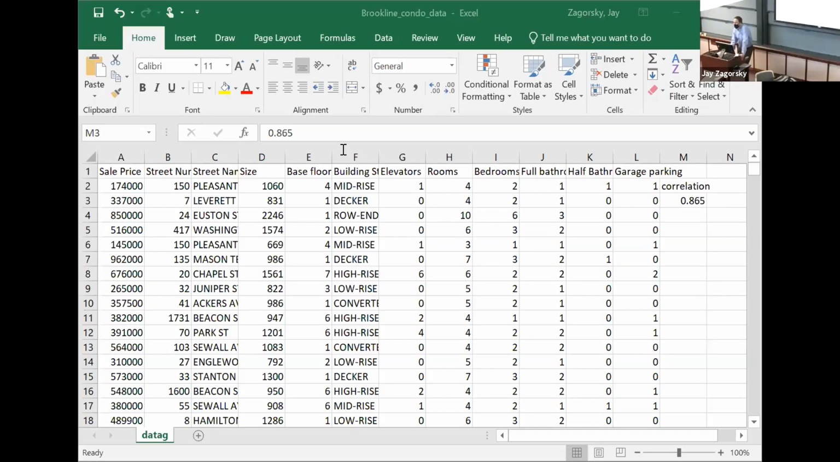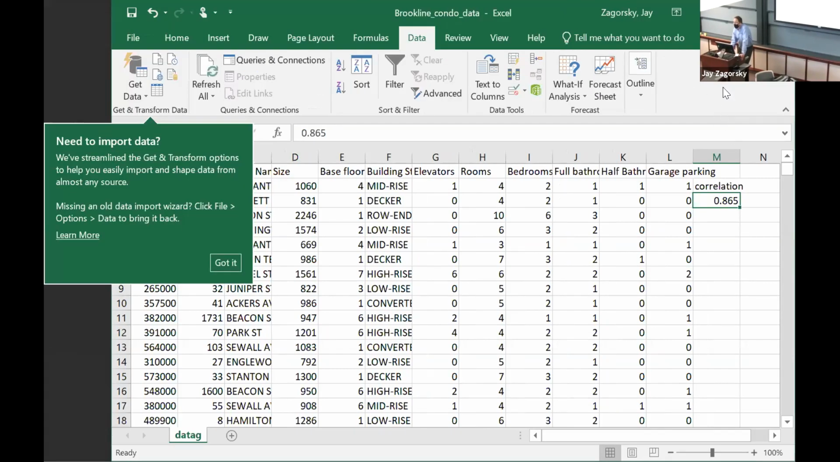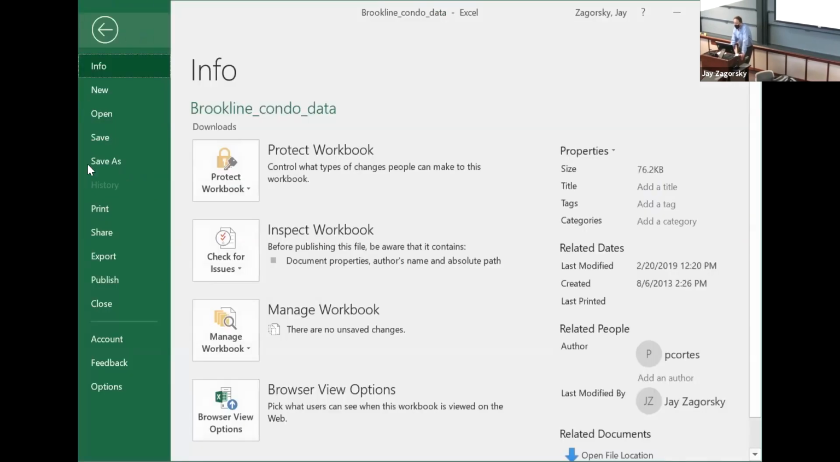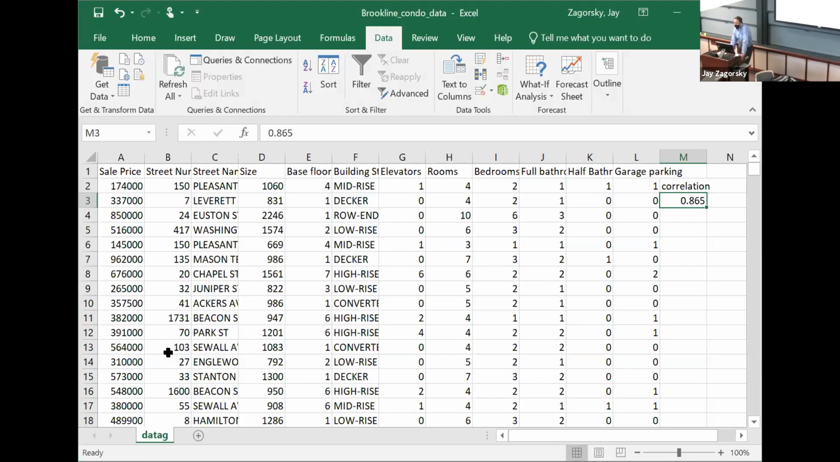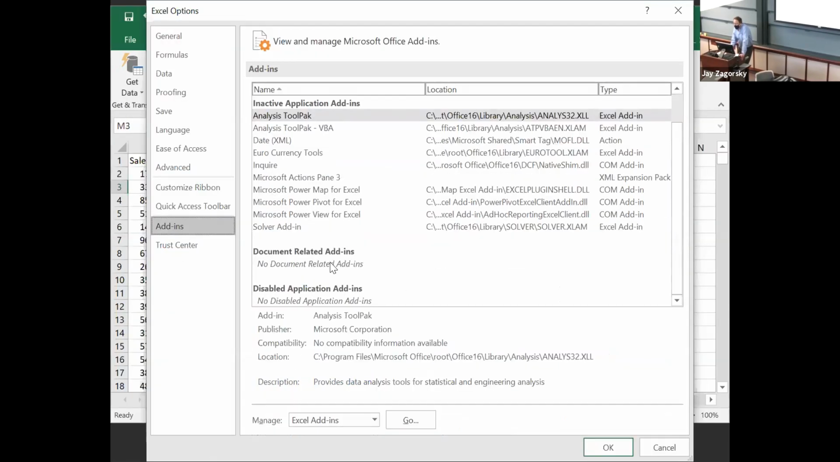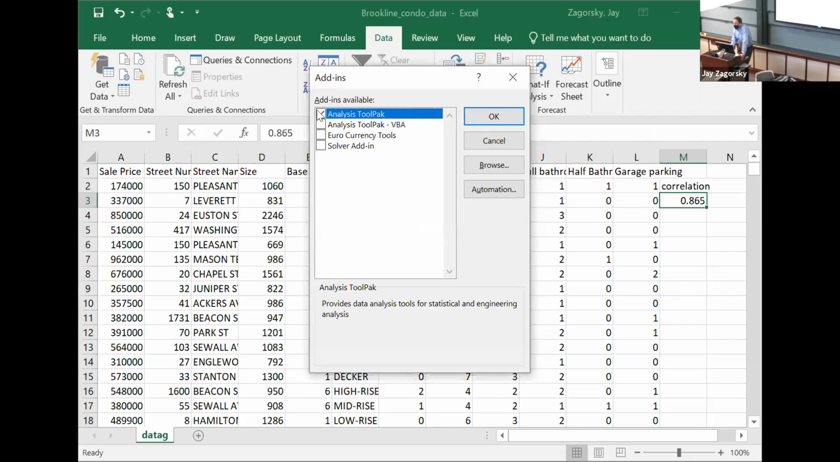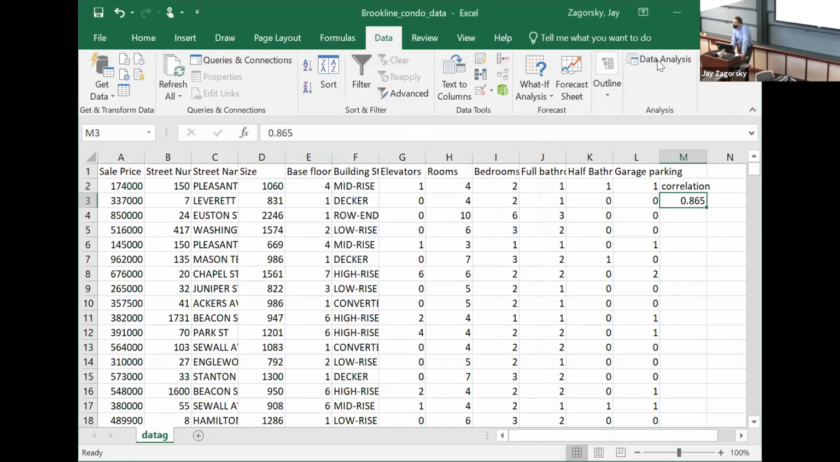Let me share Excel. How do we do a regression? Step number one, we pick data. And when we pick data, hopefully over here on the right-hand side, we see the data analysis toolpak. If it's not there, we have to go to options and add it in. So we go to options, add-ins, and then down the bottom we pick Go, select the analysis toolpak, click OK. And now data analysis shows up here.